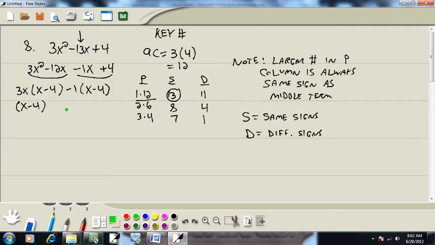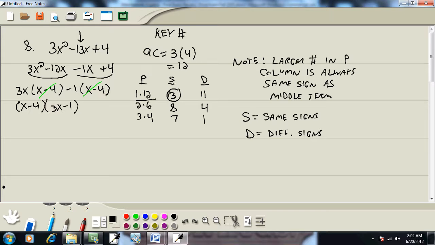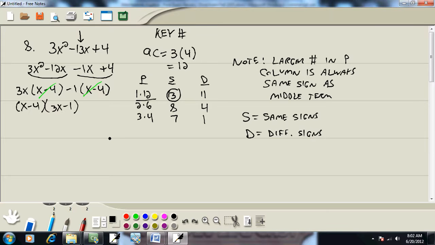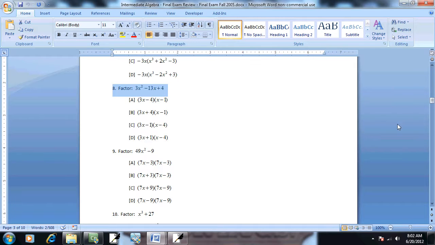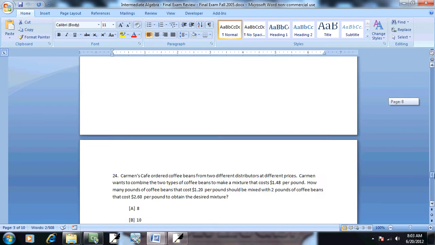And you can cross these out to see what goes in your second set of parentheses. So I cross those out, and what isn't crossed out is what you put over here. Now sometimes test banks will have this reversed, but that's okay. Multiplication is commutative. So let's see. It is reversed. 3x minus 1 times x minus 4. It looks like C is it. So 8C. Let's double check that. Yep, checks.